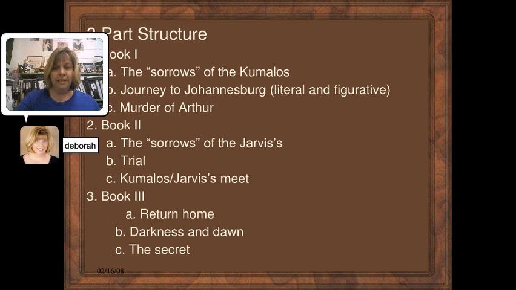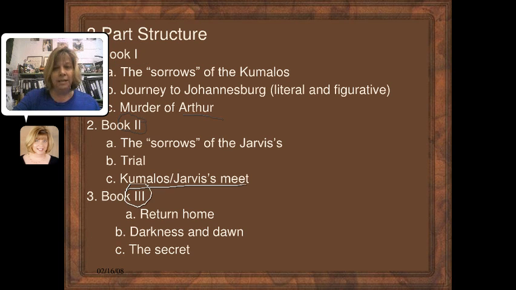The novel is short, but it's divided into three parts. The first book really deals with the sorrows of the Kamalo family, and it's the father's journey to Johannesburg, and then we learn about this other character, Arthur, who's been murdered. The second book kind of shifts point of view to the family of this boy who was murdered, Arthur, and we learn the sorrows of the Jarvises. We have a courtroom trial, like a court drama, and then these two families meet up together.